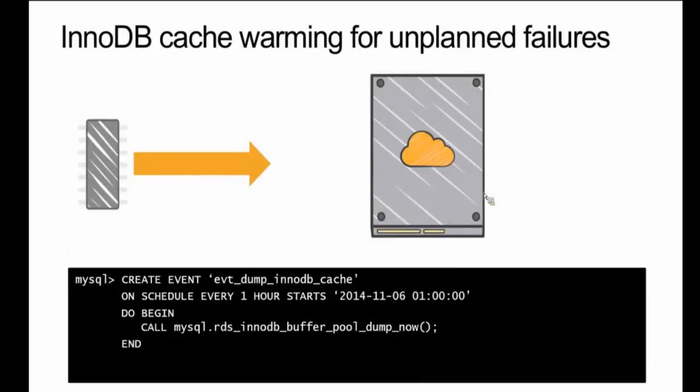So for unplanned failures, it's probably a good idea to set up a job within MySQL to dump the cache, or dump the metadata about the cache, on a periodic basis. Otherwise, if it's only being dumped at a normal shutdown, the information that was in the cache at the time of an unplanned failure may be out of date. And so to keep it up to date, just set up a periodic dumping of that buffer cache metadata. That way it'll be no more than some number of minutes or hours out of date. It'll be much closer to the optimal value when it comes back up.